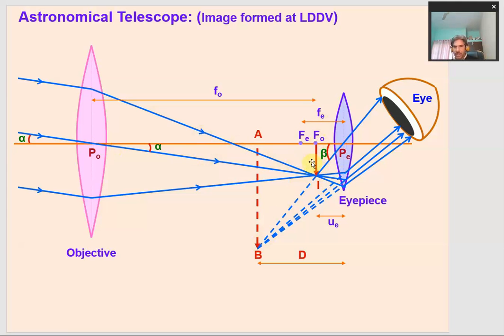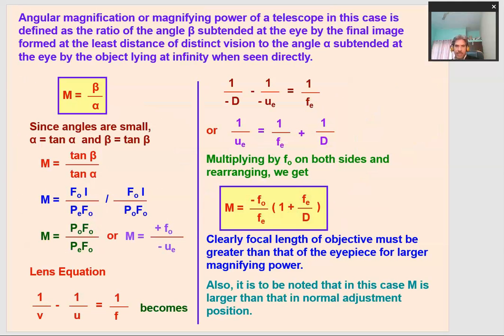From these two triangles we substitute the values in which this side is common. F naught I will remain as perpendicular. It will remain common in both these two values of tan alpha and tan beta, and they will just cancel, and whatever remaining values are left, we substitute them according to sign conventions, and we get the formula for the magnification as this. So magnification in this particular case is given by F naught upon F plus... minus UE.